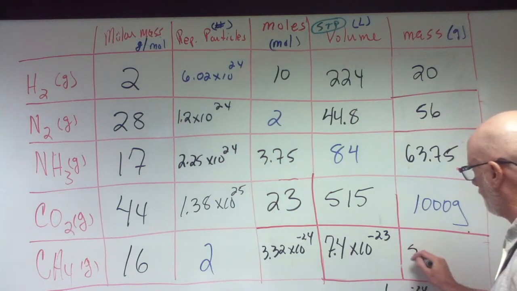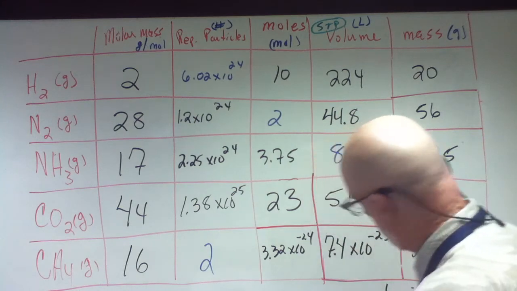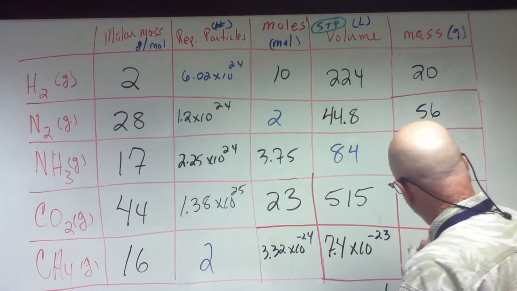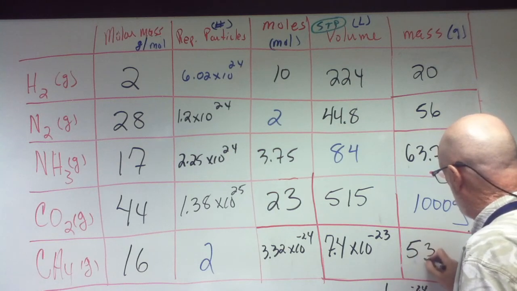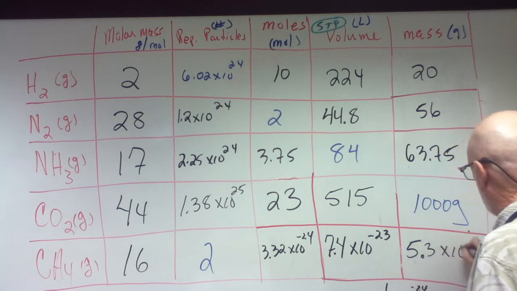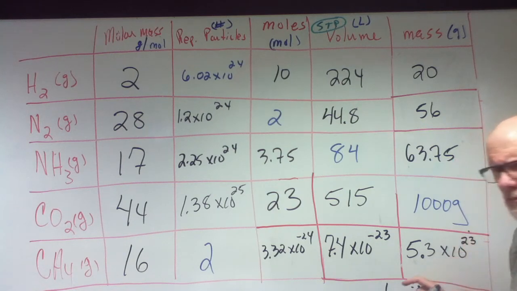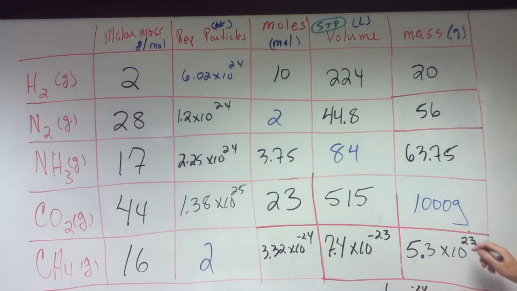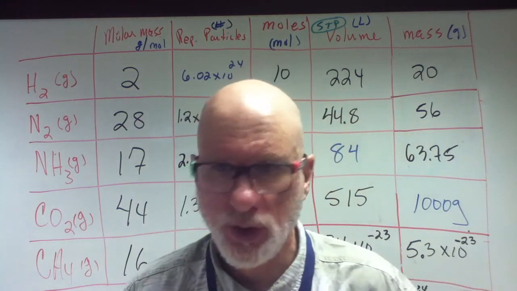So it'll be 5.3. Let me make that 5 a little bit better looking. 5.3 times 10 to the negative 23, right? Grams. All right, now if you can do that chart, you're going to be in good shape.